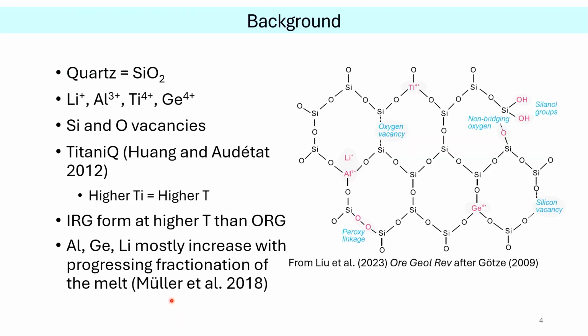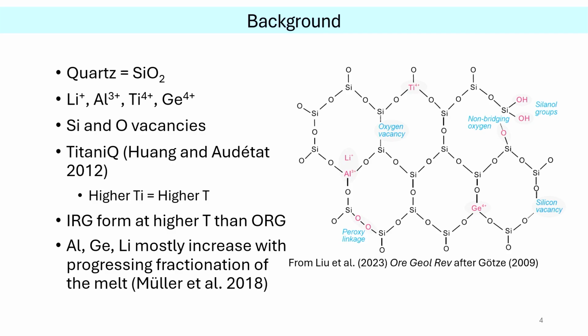So, just a quick, simple background on quartz. Typically, substituting for silica, we have lithium, aluminum, titanium, and germanium. Lithium and aluminum typically occur as a coupled substitution for silica. There are also different oxygen and silica vacancies that you see in the quartz structure. TitaniQ is a geothermometer that was modified by Wang et al. Basically it uses titanium in quartz to determine the temperature, so higher titanium in quartz equals higher temperature.